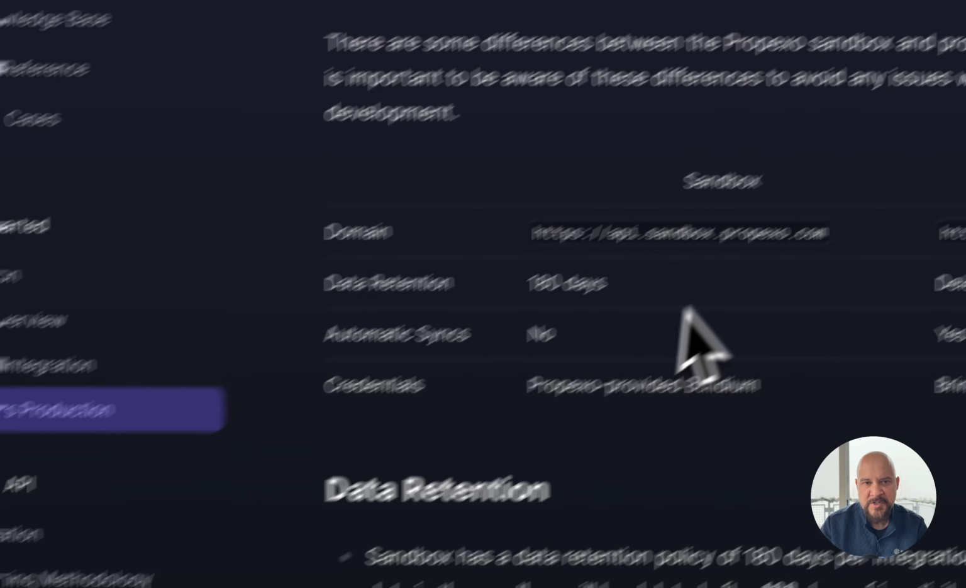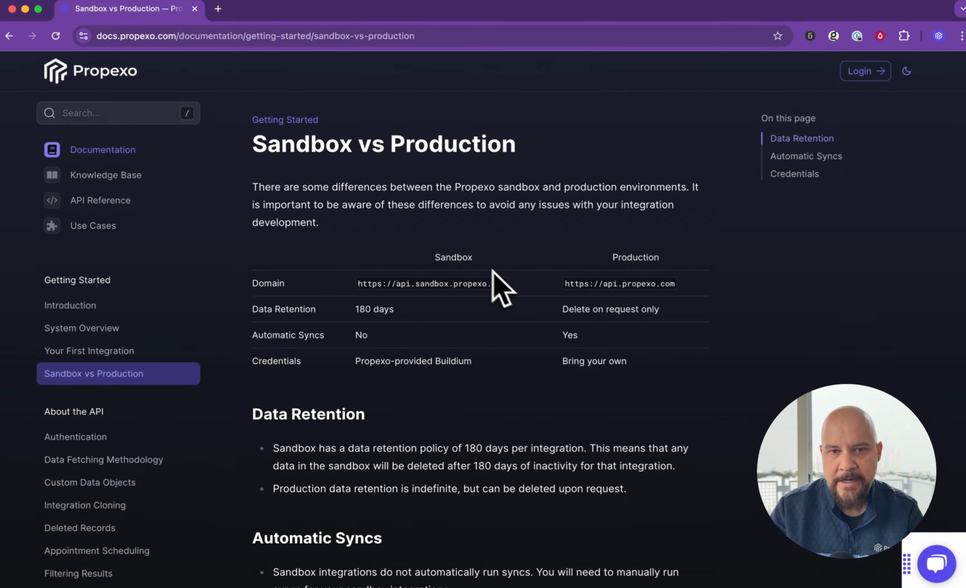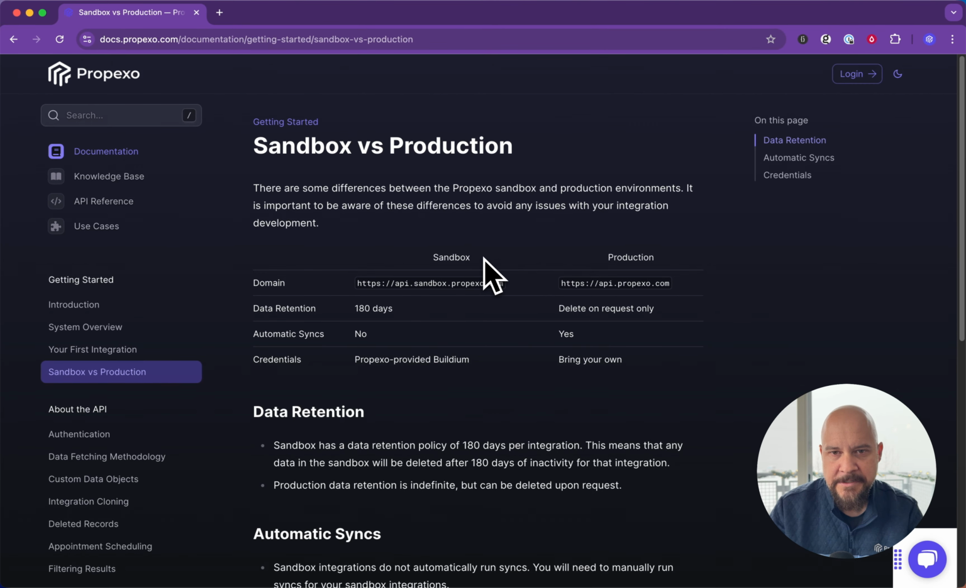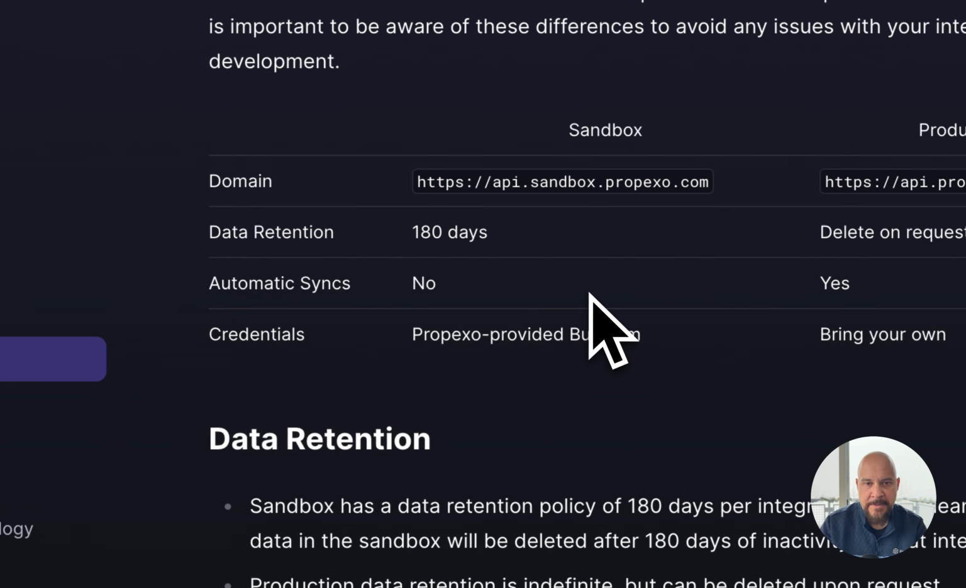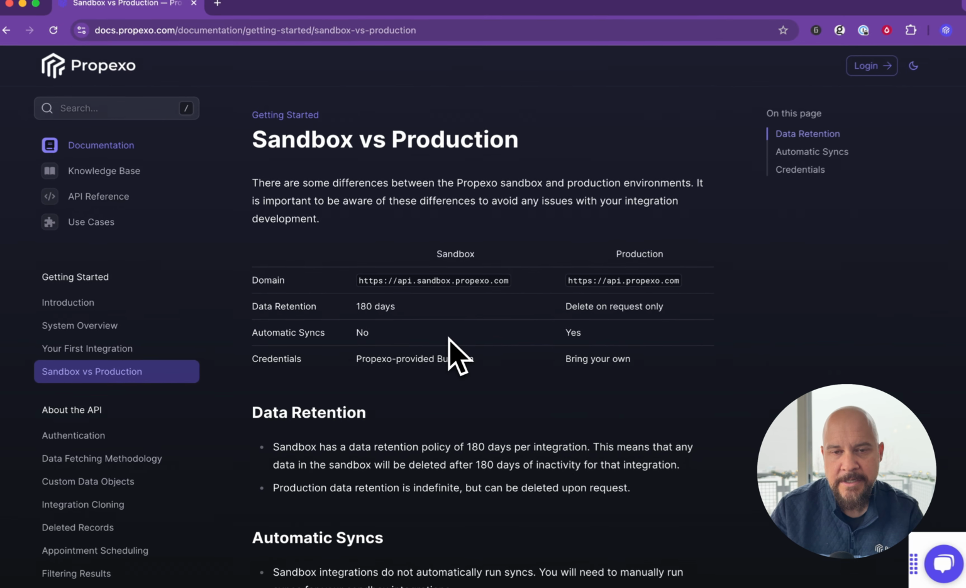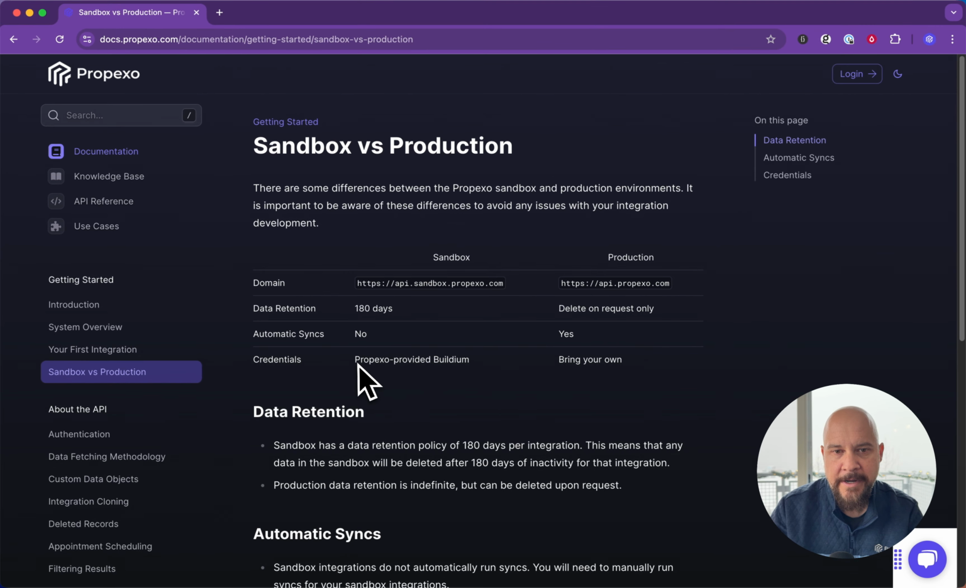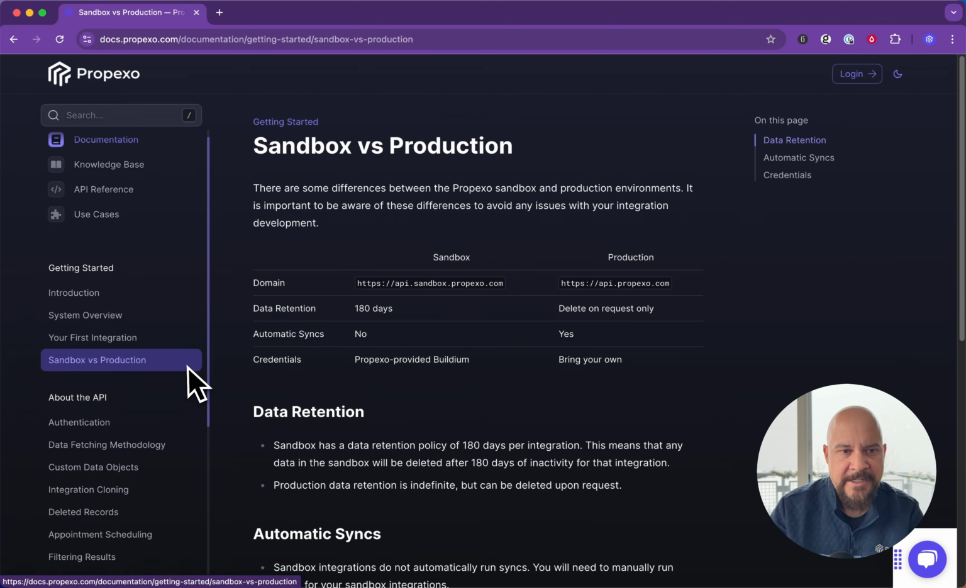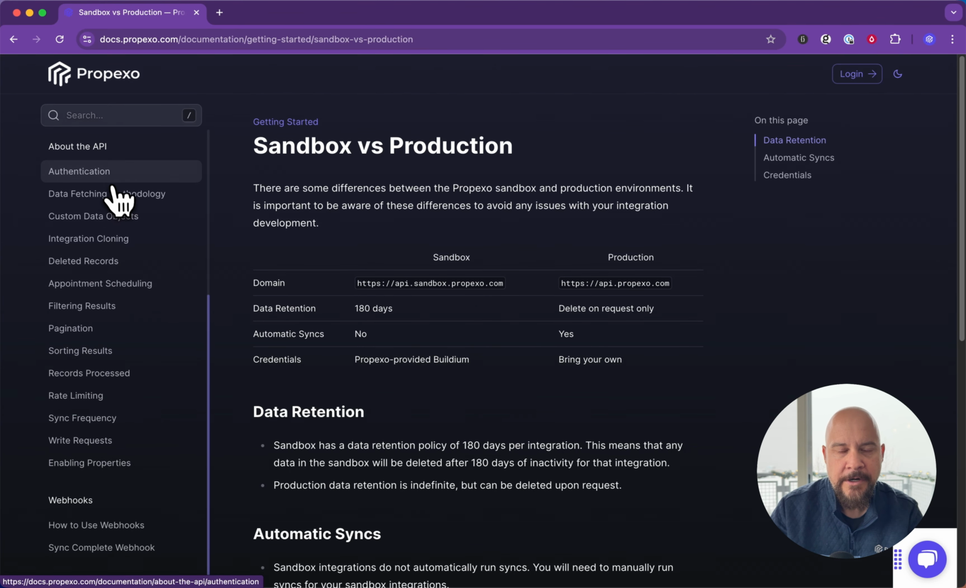Jumping down here to sandbox versus production, this is also really helpful. Our sandbox environment that we provide does operate a little bit differently than production. You'll see that there are two different URLs, that data retention policies are different between the two. Automatic syncs do not work in Sandbox. You'll have to do manual syncs in Sandbox. And then we do offer a credential set for you for Buildium if you don't already have your own credentials for any system. Additionally, down here, there's some other helpful articles.